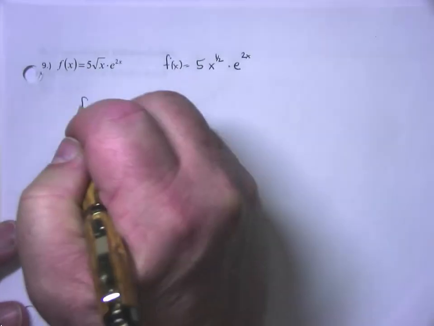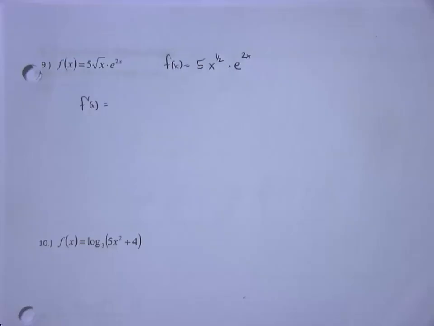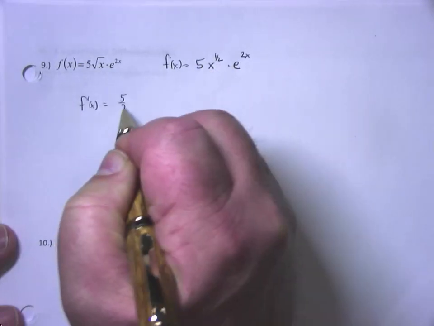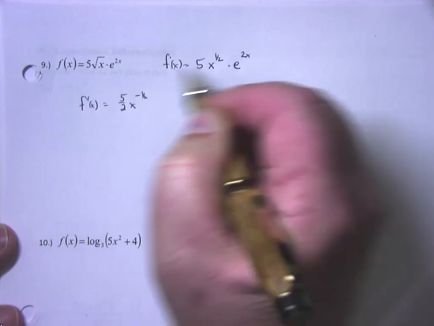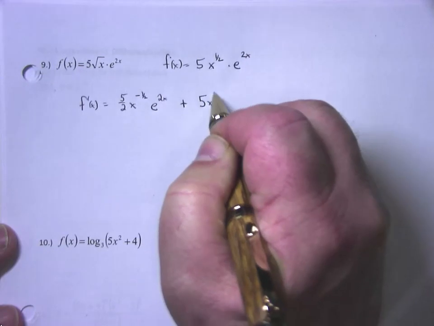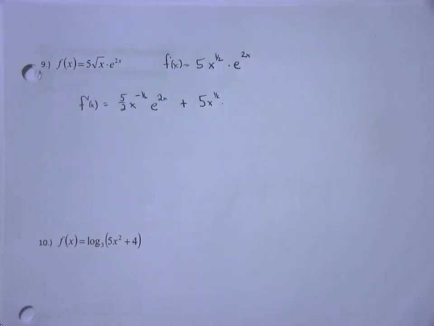So the big question, as always: stop, pause, hesitate, and ask yourself, what's the big picture on this thing? What do I see? I see 5x to the 1/2 times e to the 2x. It's a product. I'm going to use the product rule. Product rule: derivative of the first times the second plus the first times the derivative of the second. Derivative of the first, 5x to the 1/2: you take down the 1/2 times the 5, which makes it 5/2 x to the negative 1/2. Derivative of the first times the second, times e to the 2x, plus the first, 5x to the 1/2, times the derivative of the second. Again, drumming the rules into your head that you have memorized by now, the derivative of e to the x is e to the x.